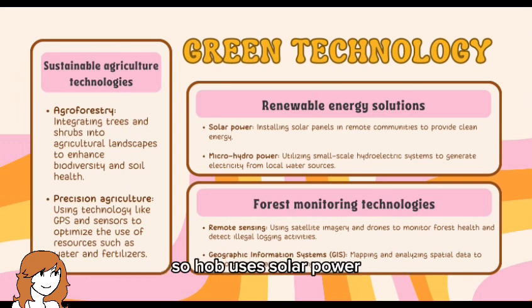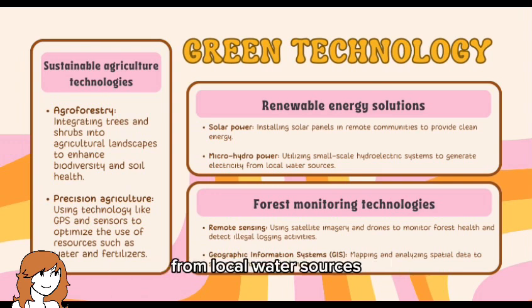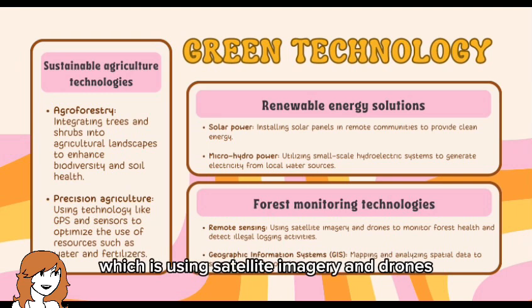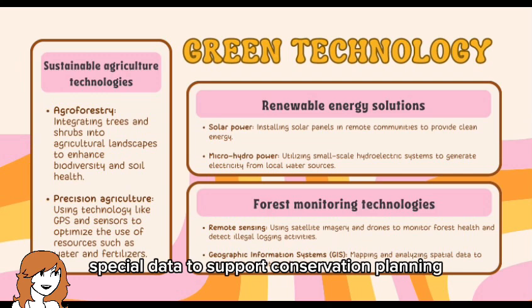So HoB uses solar power by installing solar panels in remote communities to provide clean energy. They also use micro hydropower, utilizing small-scale hydroelectric systems to generate electricity from local water sources. And lastly, forest monitoring technologies. HoB uses remote sensing, which is using satellite imagery and drones to monitor forest health and detect illegal logging activities. They also use GIS, which is Geographic Information System, mapping and analyzing spatial data to support conservation planning.